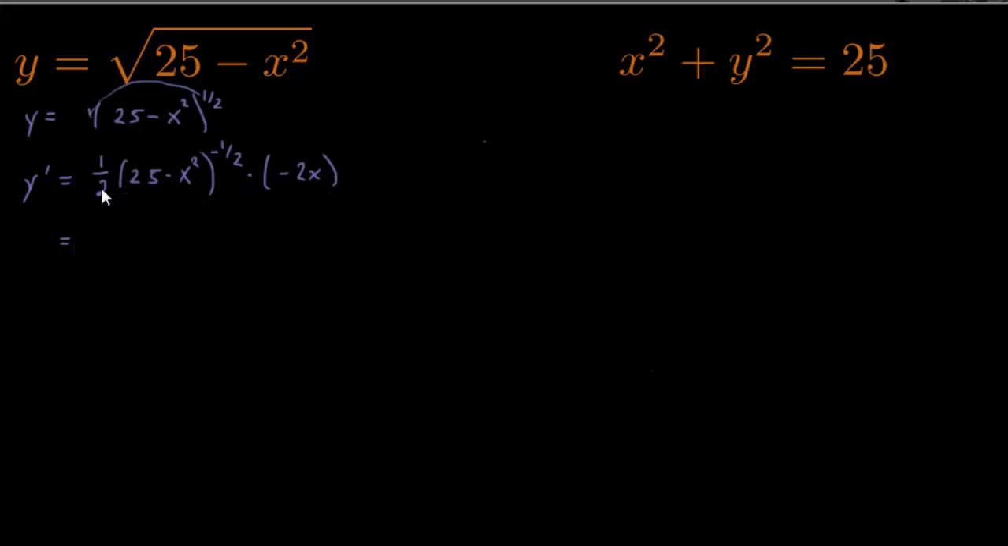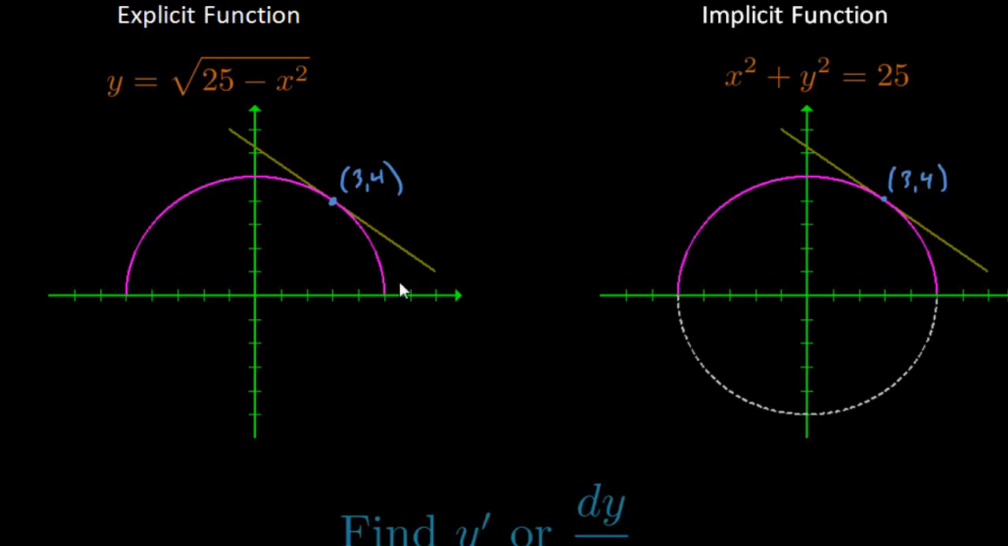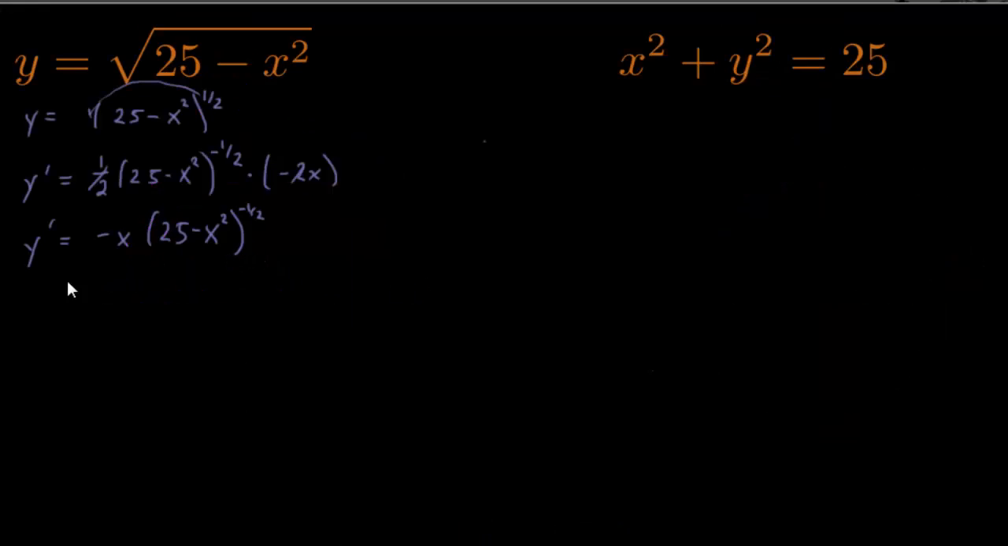All right, and I can simplify this a little bit. Notice that I can cancel the 1/2 and 2. So I'm going to get negative x times 25 minus x squared to the negative 1/2. So that's my derivative. So if you go back to the question, I wanted to know the slope at 3, 4. Well, there is my x value, right? X value is 3. So then what I'm going to do is plug in 3.